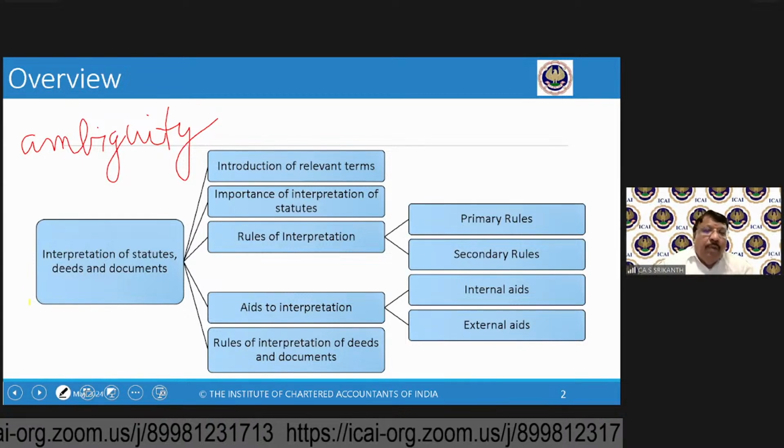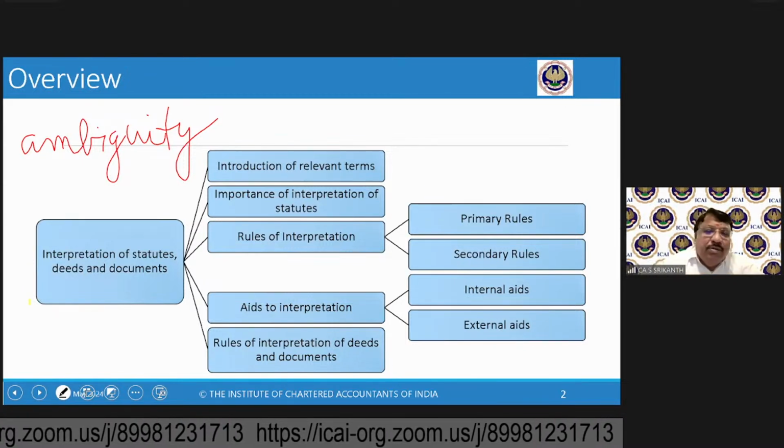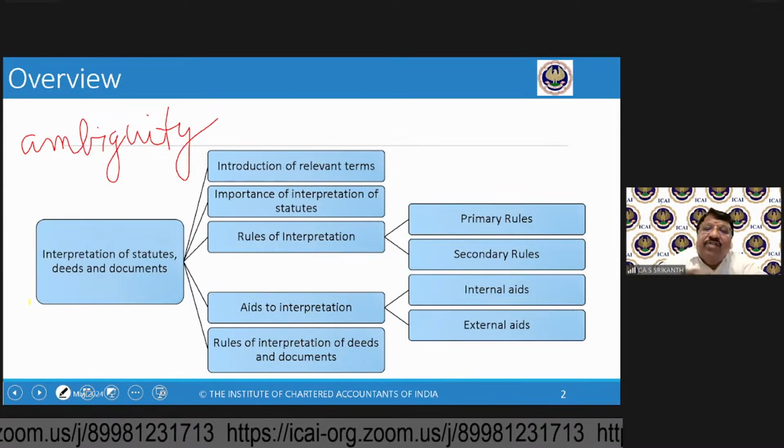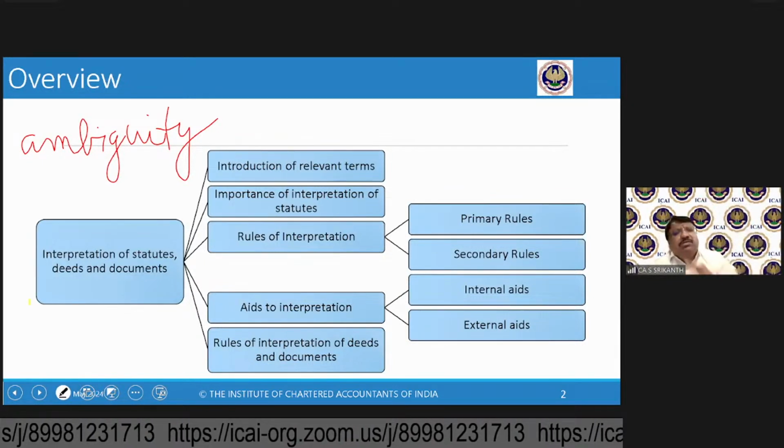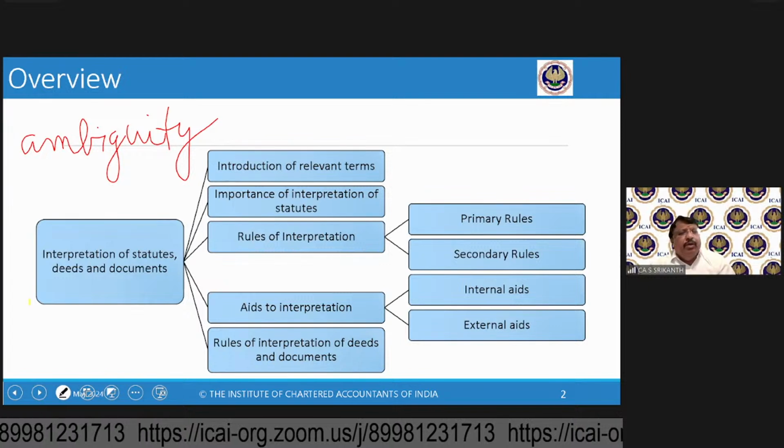So the topic is that we have to talk about certain terms, and then the need and importance of interpretation. Lightly, the Board of Studies material is elaborate. It's beautifully prepared material. You will enjoy reading it.